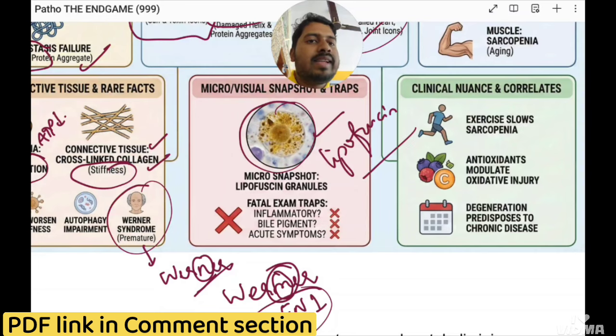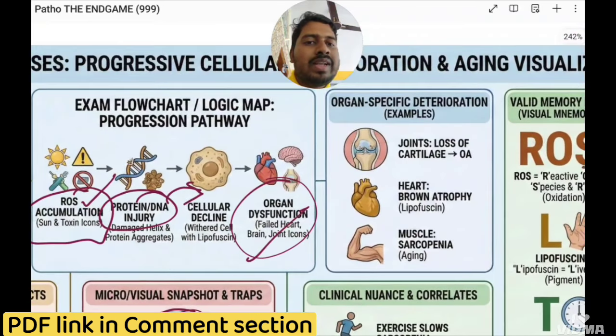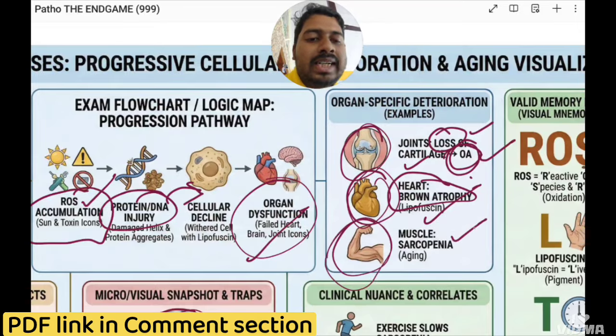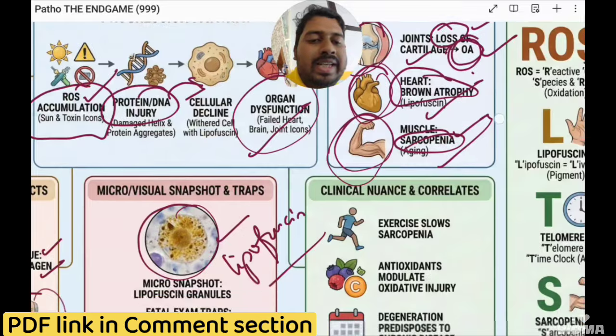And this can be asked as an image-based question also. So when organ-specific deterioration happens, what happens in the joints? It leads to loss of cartilage, causing osteoarthritis. Second, in the heart, what happens? Lipofuscin accumulation causing brown atrophy of the heart. In muscles, which also start degenerating, it causes decreased muscle mass, sarcopenia.